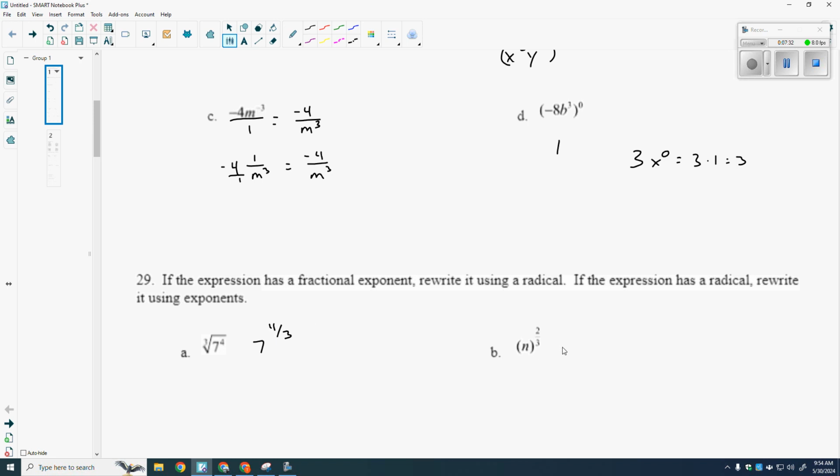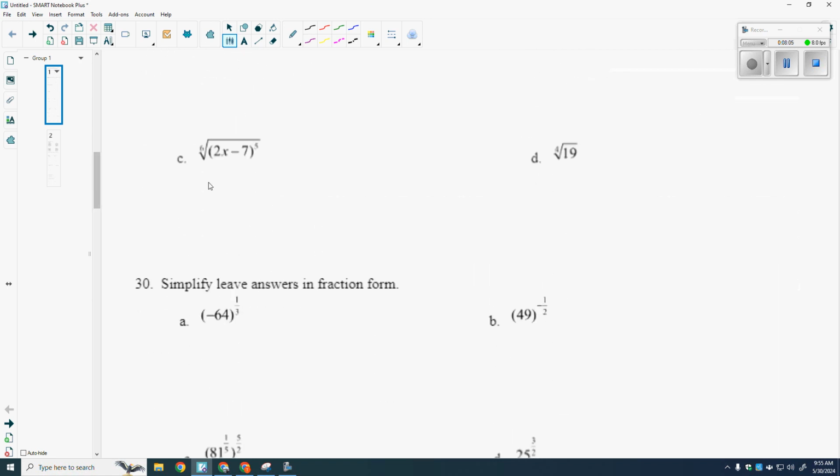This one here is in exponent form. The power is on top, the root's on the bottom. So this becomes the cube root of n squared. The squared can go here, or the squared can go outside. I'll put it here because it's easier to write, but that 2 could go outside also. I could put parentheses here and make it squared. Either way is fine.